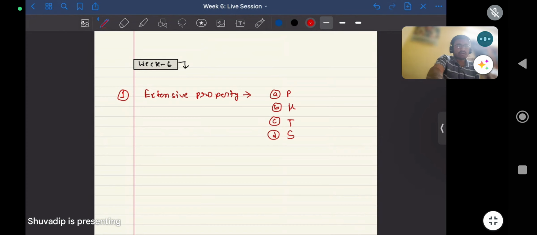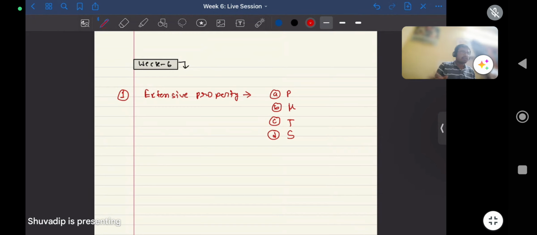Now we will call something extensive or intensive depending on whether it is dependent on the number of particles. Suppose you have one single box, and you cut that box into two halves. If the property changes depending on that, think about volume. If you have a box full of gas and you cut that box into two parts, the property gets halved, then it is an extensive property. So volume is an extensive property, because if you cut the box, the volume will be half after that.